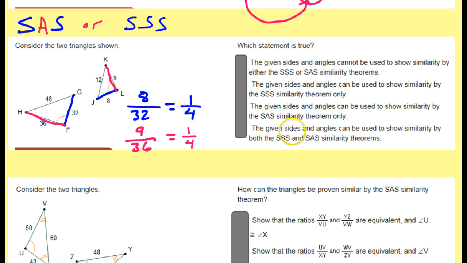Okay, now let's answer some questions. The given sides and angles cannot be used to show similarity by either side, side, side or side, angle, side. Well, that is false, as we have shown. The given sides and angles can be used to show similarity by the side, side, side similarity theorem only. Nope, it's both. How about side, angle, side similarity theorem only? Nope, it's both. How about both side, side, side and side, angle, side? Yep, that's the one. And there you go.